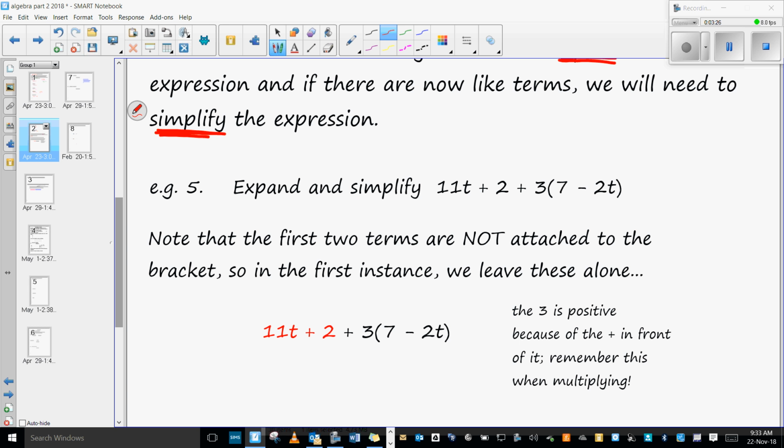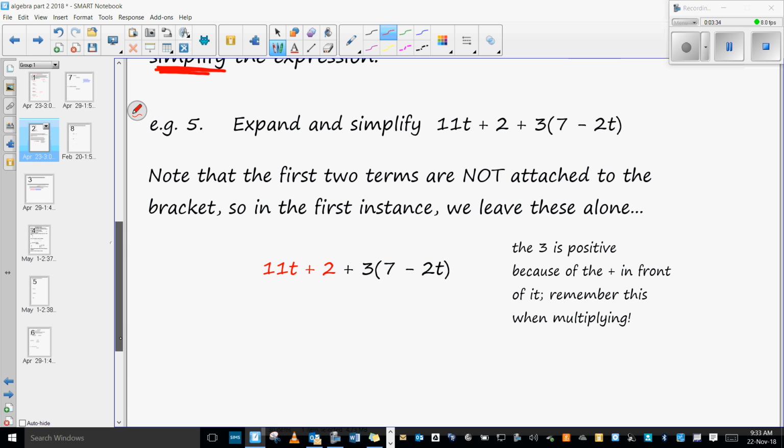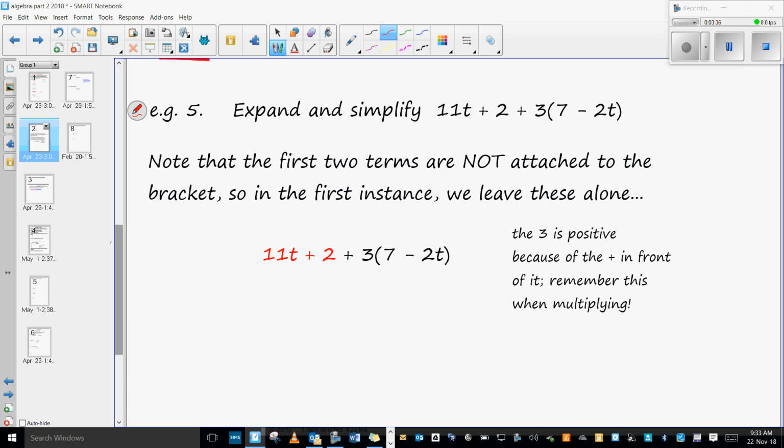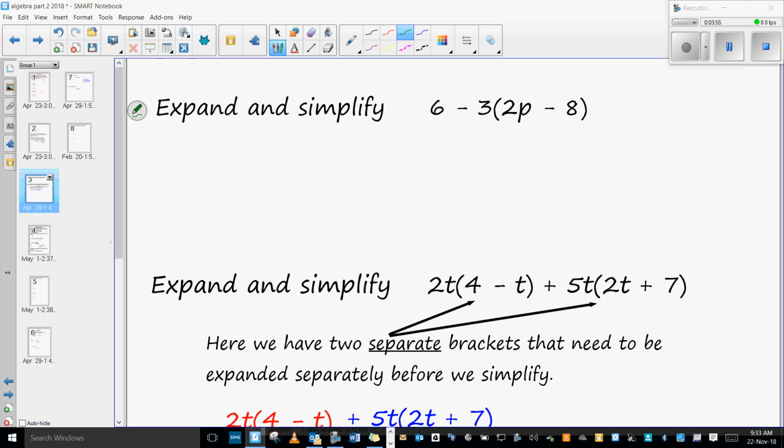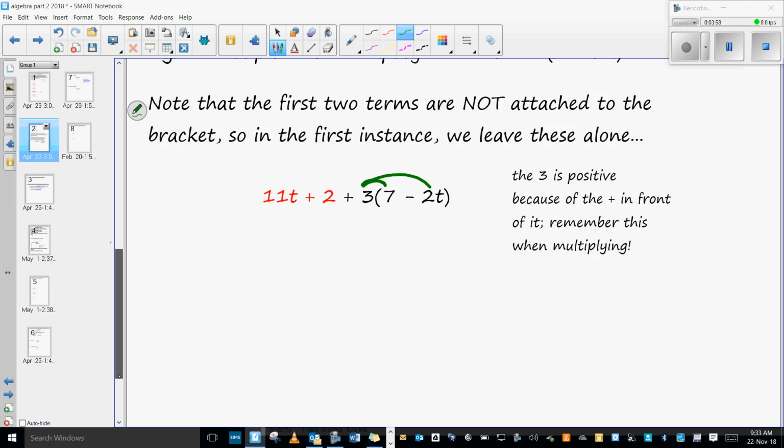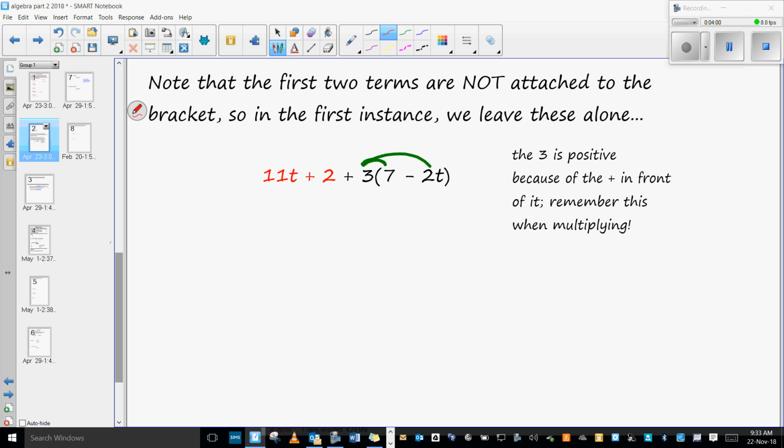I've written here, note that the first 2 terms are not attached to the bracket. Can you all see that? So here, the 11t plus 2 is nothing to do with this bracket, yes? But do we see that the 3 is attached to it? So that means that we're only having to multiply the 3 by these 2 terms. This 11t and the 2 stay where they are. So I'm going to leave my 11t plus 2 for now. And I'm going to do my expansion.